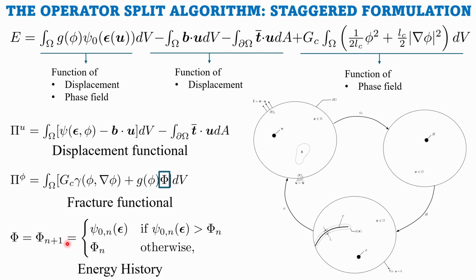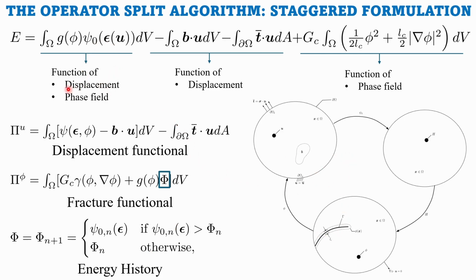Again, if in the current time step the value of the strain energy is greater than that of the previous time step, we consider the value of the current time step. Otherwise, we discard it and take the value of the previous time step. This is called energy history. Why history? Because it depends on the values of the previous time steps. That is why it's a history. So I think you understood what we did here.